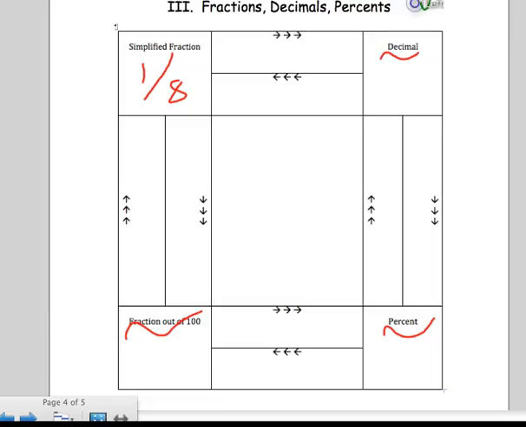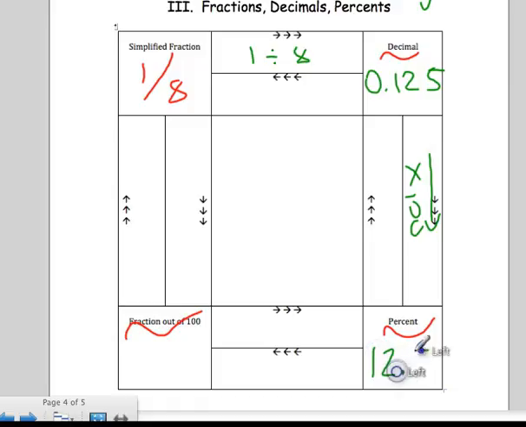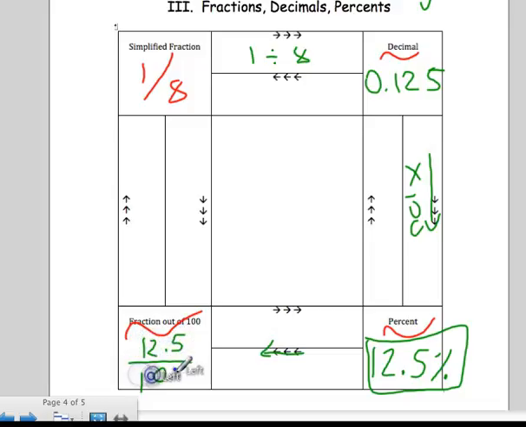Okay, you've tried it yourself, it's time to check. To go from the simplified fraction to a decimal, the first thing you did is divide 1 divided by 8. It should have gotten you 0.125 or 125 thousandths. To go from that decimal to a percent, you multiply by 100, which is the same as moving the decimal 2 places, and would have gotten you 12.5%. To go from the percent to a fraction out of 100, you just need to know that 12.5% is really the same thing as 12.5 over 100.